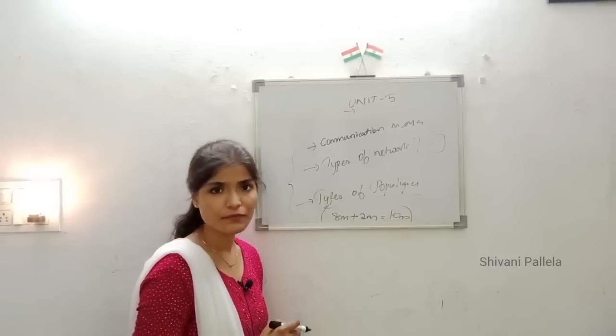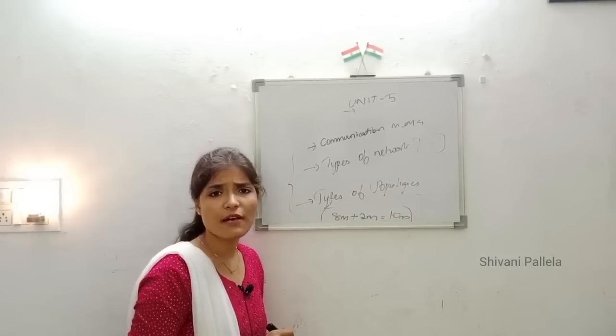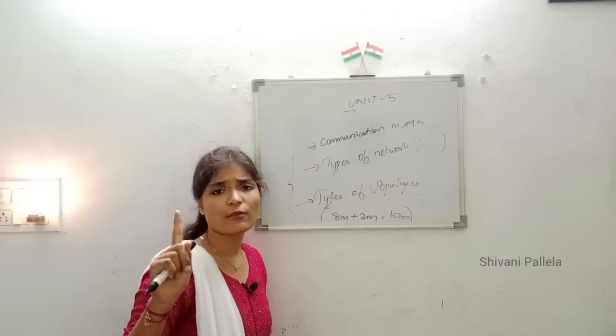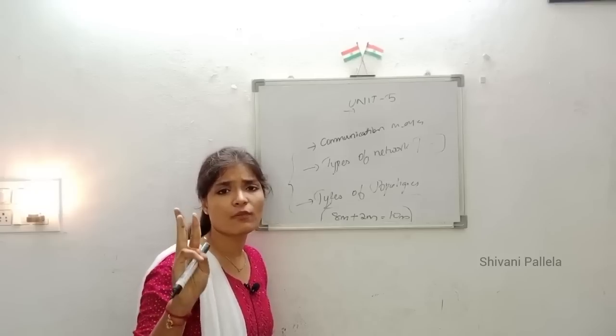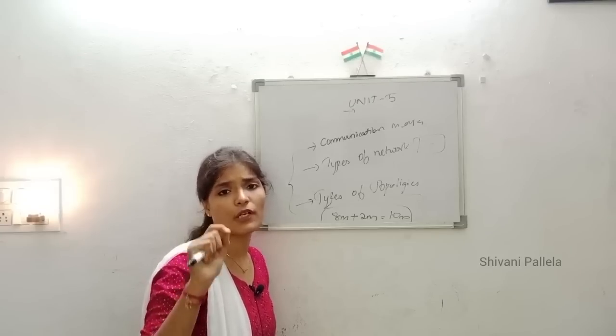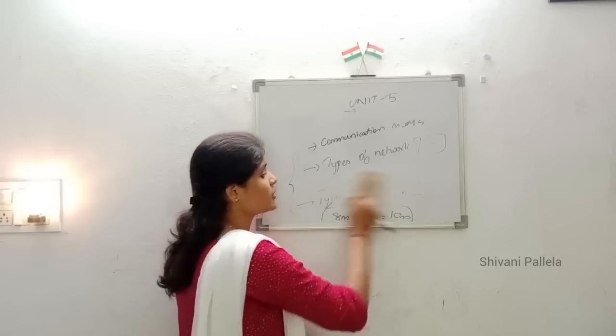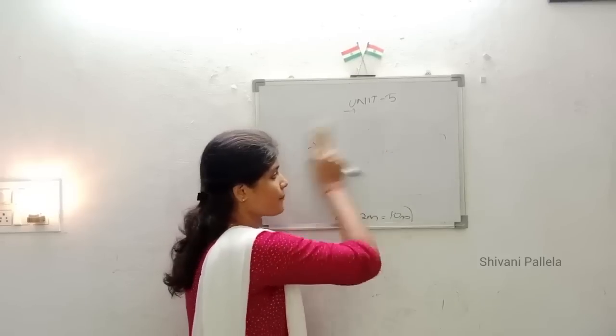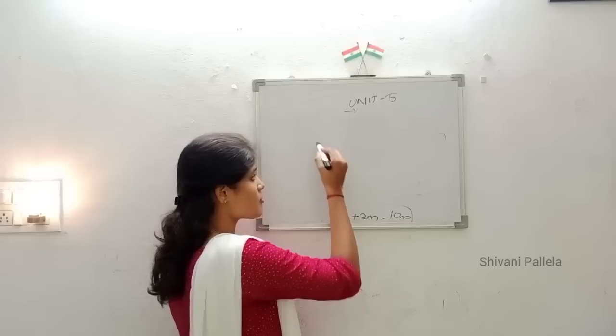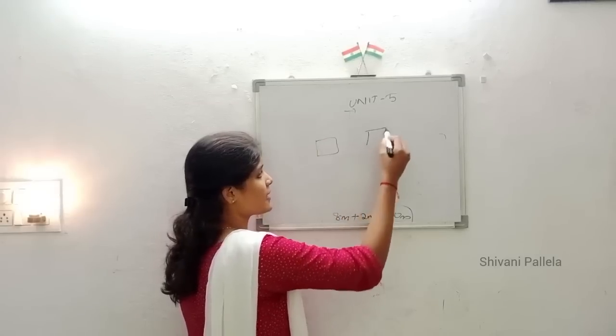And the types of topologies. How many topologies are you having? 6 topologies: star topology, bus topology, ring topology, mesh topology, hub topology, like this types of topologies you are having. In each topology you have a diagram. If it is bus topology, how will you have the diagram?